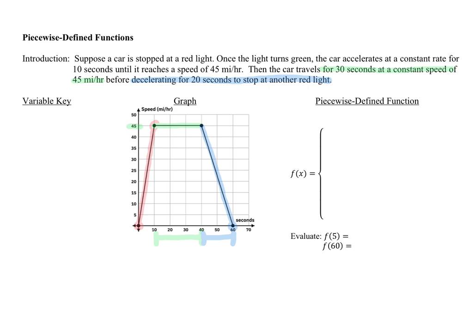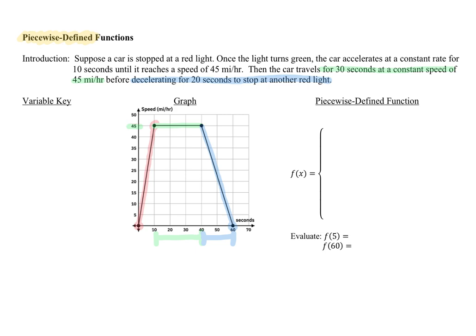So hopefully this visual helps you understand why we call these piecewise defined functions. Sometimes we just say piecewise functions for short, because you can see that this total graph has 3 pieces. The behavior of the graph doesn't remain consistent. It changes, and we have these 3 different pieces, and therefore they're all defined by different individual equations. So we're going to try to write equations for each of these 3 pieces.